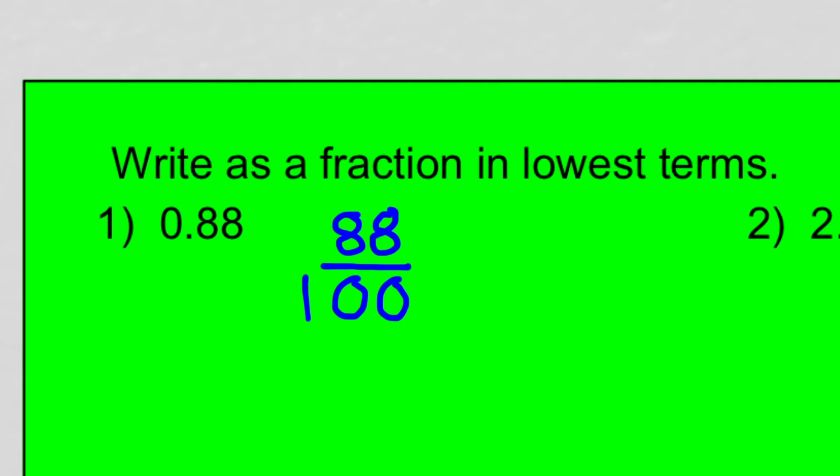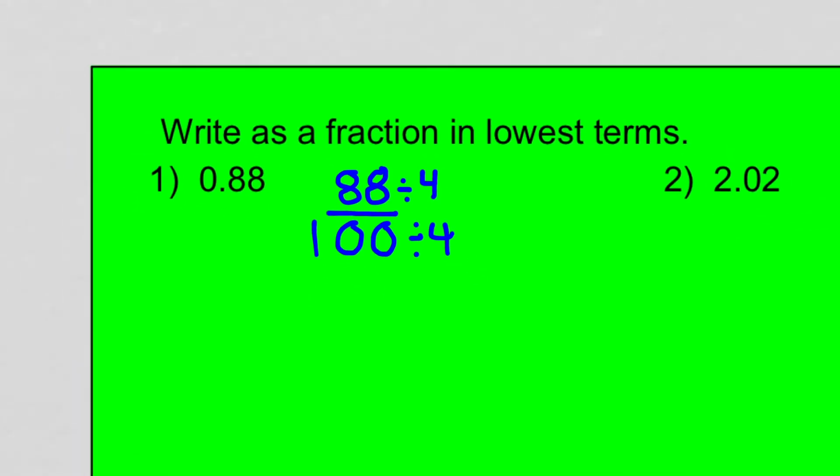Now maybe the hardest part is putting this in lowest terms, and you can use your factor sheets for this. The greatest common factor of 88 and 100 is 4. So I can divide the numerator and denominator by 4. 88 divided by 4 is 22, and 100 divided by 4 is 25. So this is 22/25.